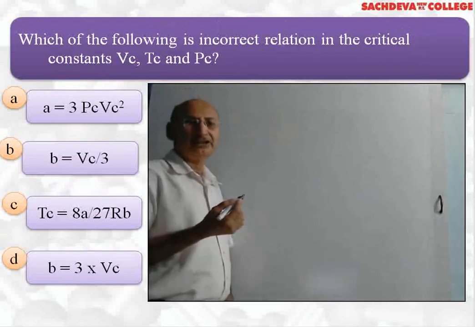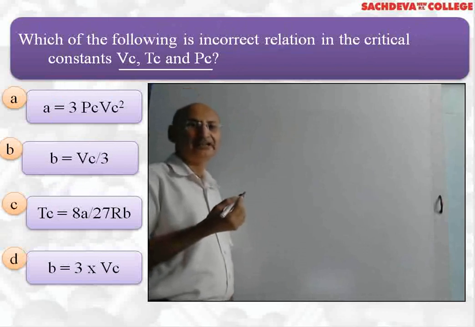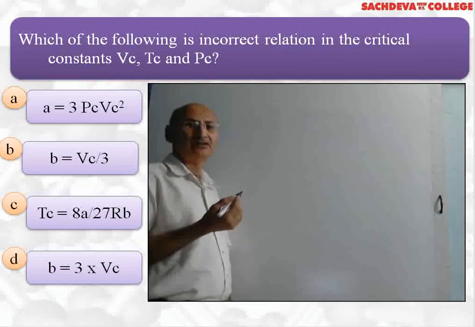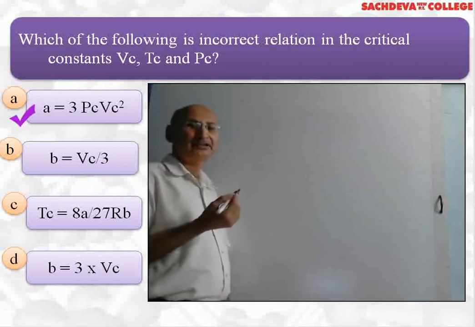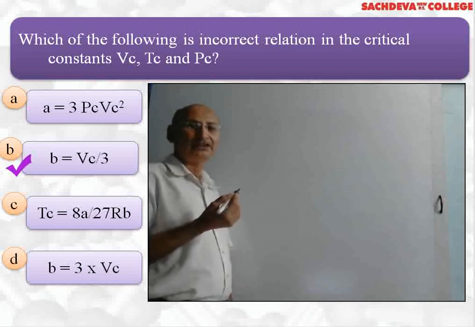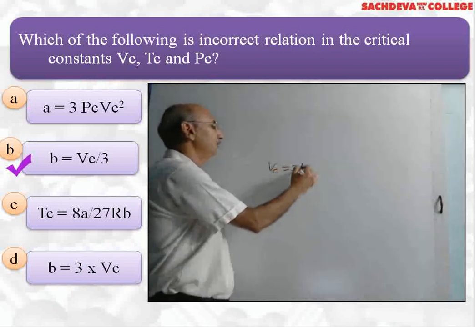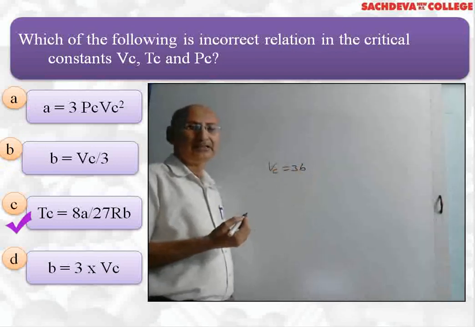Next question, which of the following is an incorrect relation in the critical constants Vc, Tc and Pc? Vc is called critical volume, Tc is called critical temperature and Pc is called critical pressure. A part, a is equal to 3 Pc Vc square. This is a correct relation. B part, b is equal to Vc by 3. This is also a correct relation because Vc is equal to 3b. C part, Tc is equal to 8a over 27 Rb, is the correct relation.